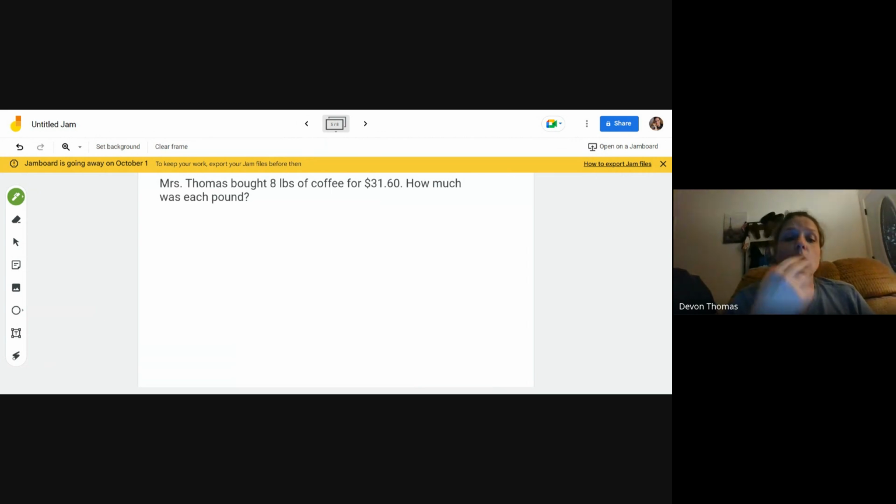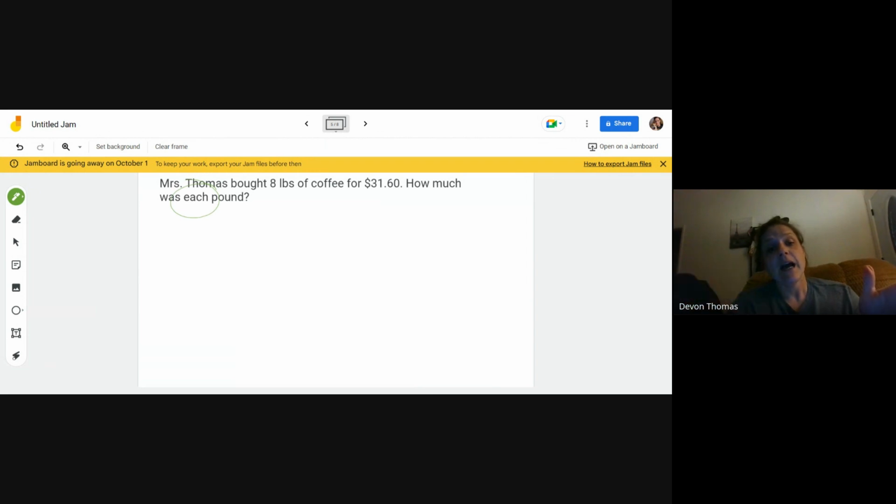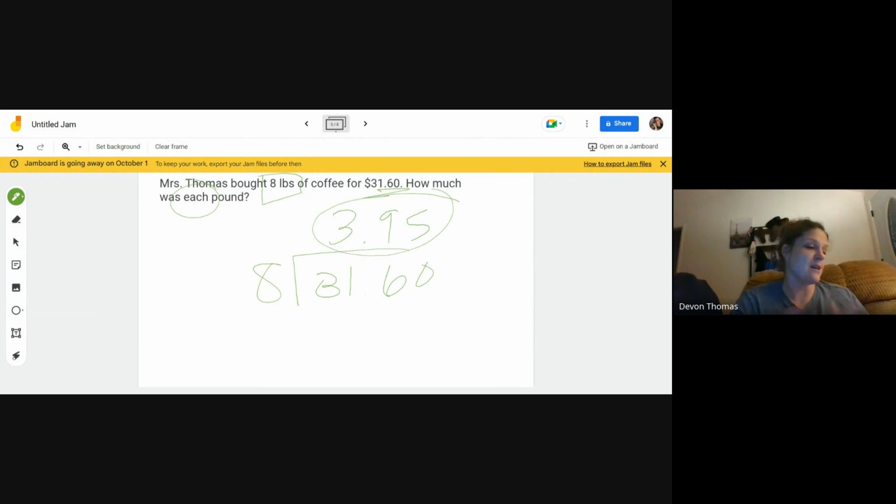Okay. So each is always going to mean multiplying or dividing. If we are not putting something together, then we are taking something apart. Okay. I bought the 8 pounds and this is how much I paid. How much was each one of those pounds? So we're breaking that up. That's an easy 8 into 3160. And I don't want to math anymore today because I've been doing it for like 15 hours at this point. And so 3160 divided by 8 is $3.95. So each pound was $3.95.